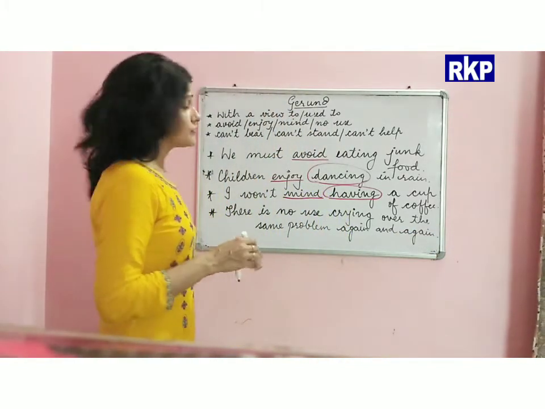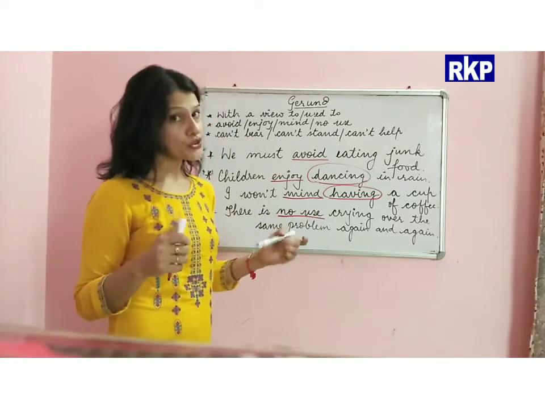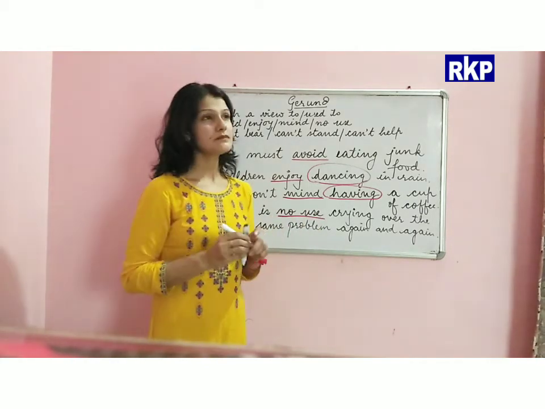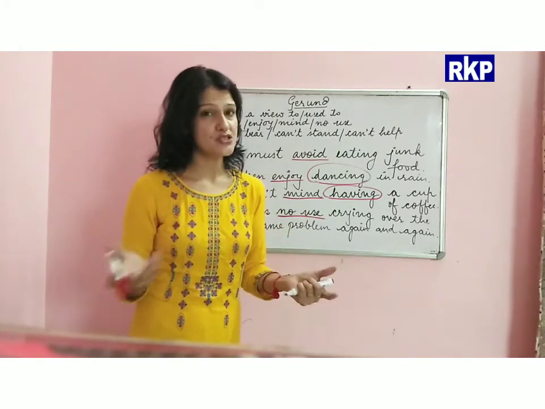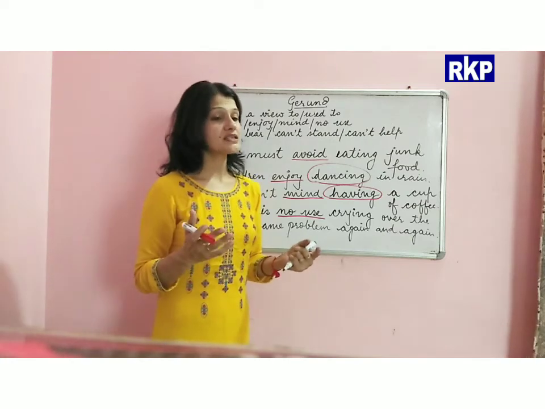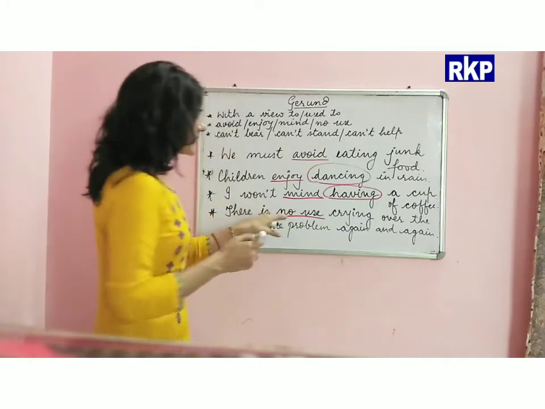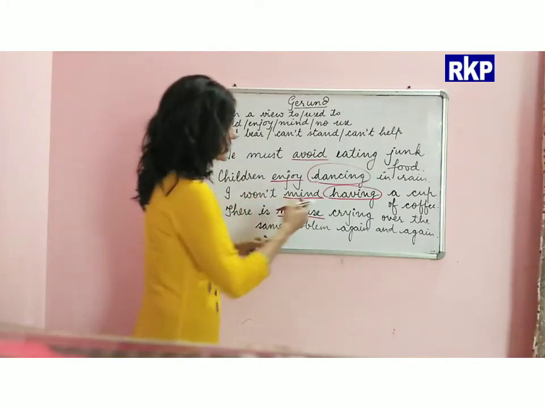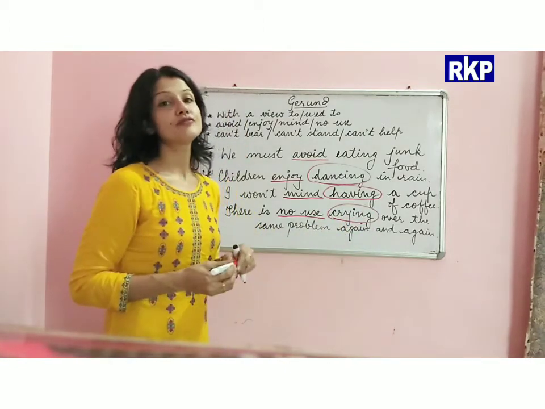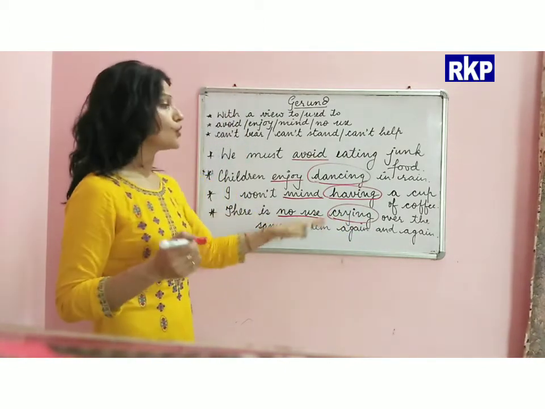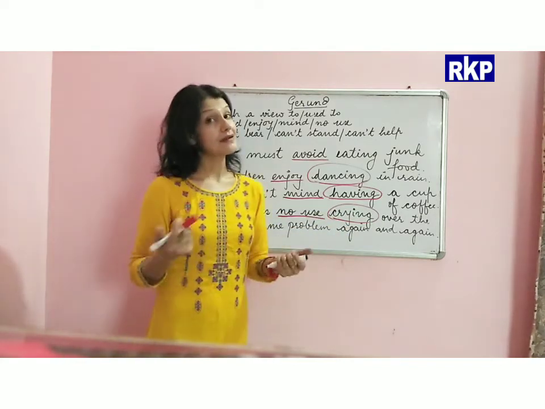Alright, so if you see here, beta, this is the expression "no use." That means we are talking about something which is a waste of time now, which is not useful now. Here we have used "no use," and after that we have used the gerund form of the verb. So, there is no use crying over the same problem again and again.